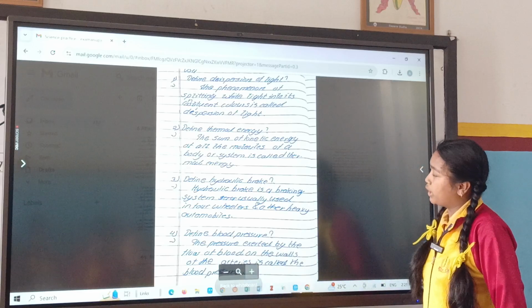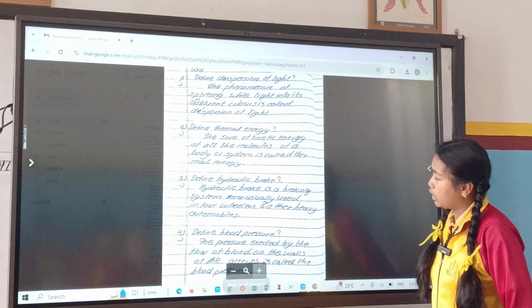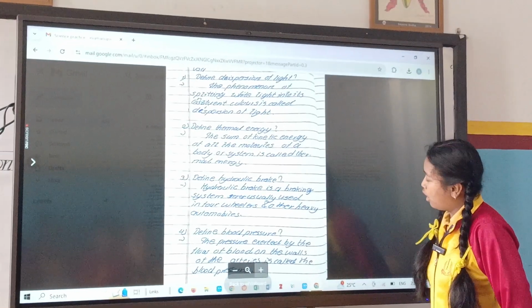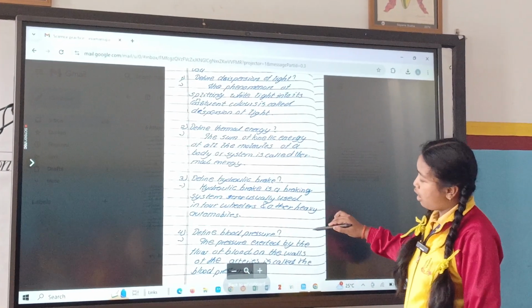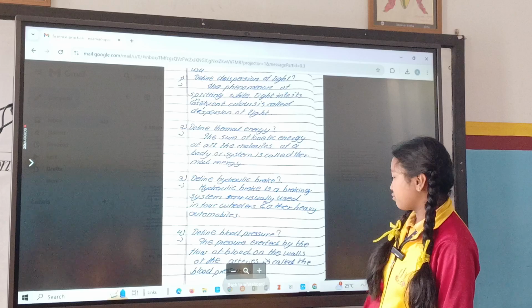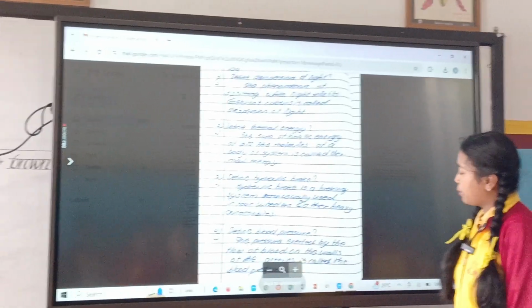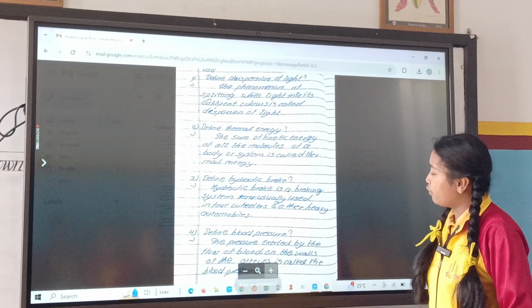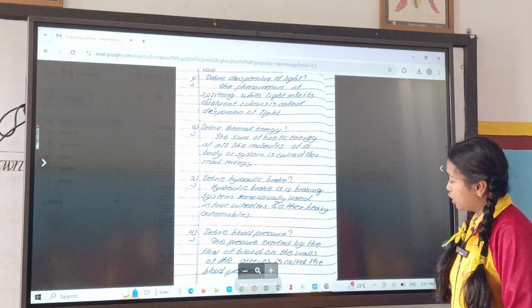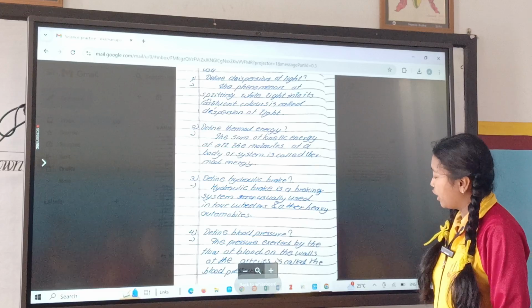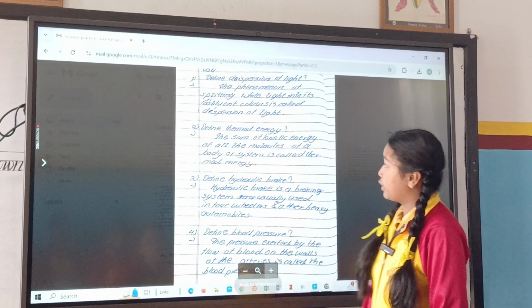Hydraulic brake is a braking system usually used in four wheelers and other heavy automobiles. Define blood pressure. The pressure exerted by the flow of blood on the walls of the arteries is called the blood pressure.